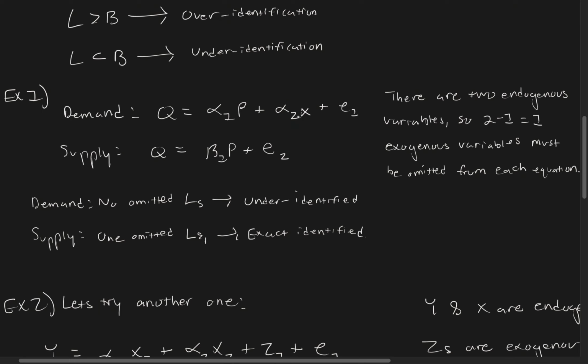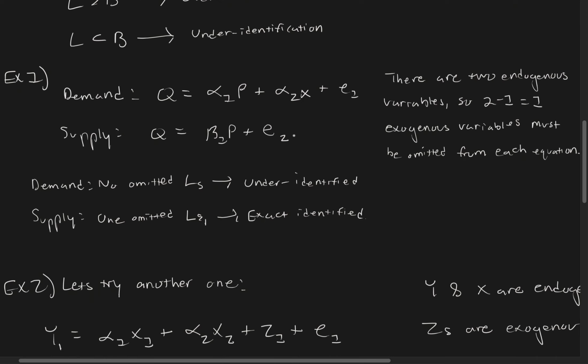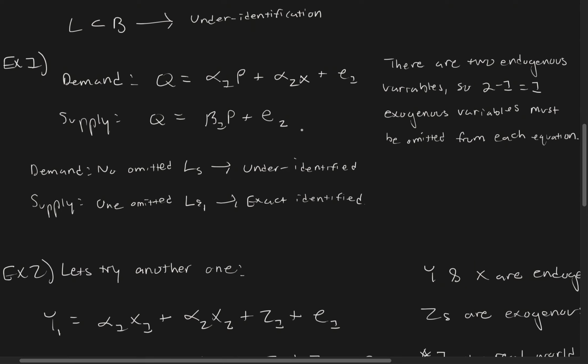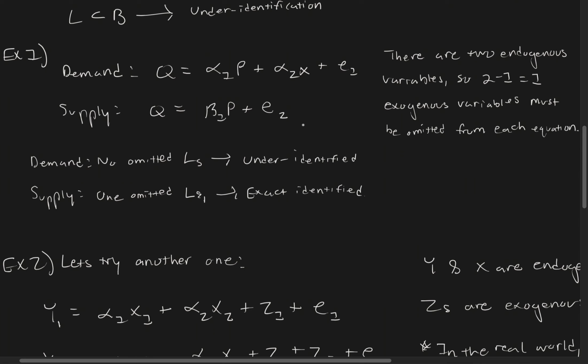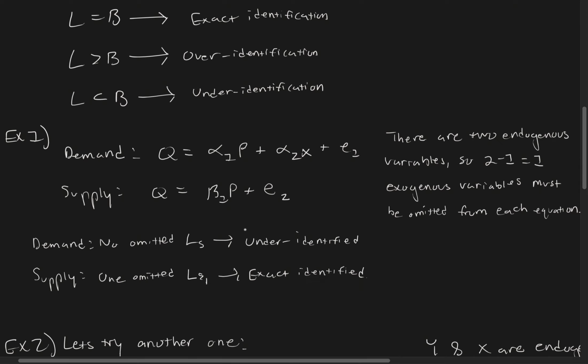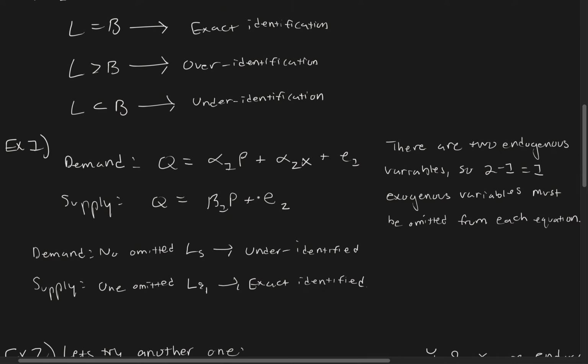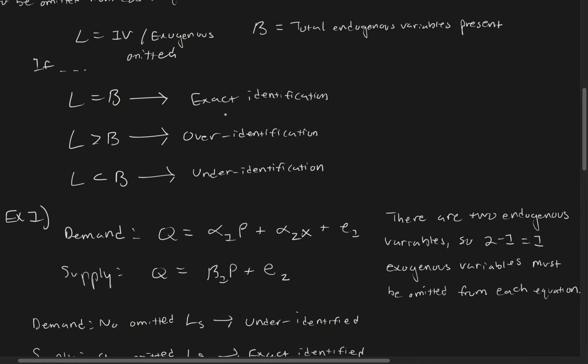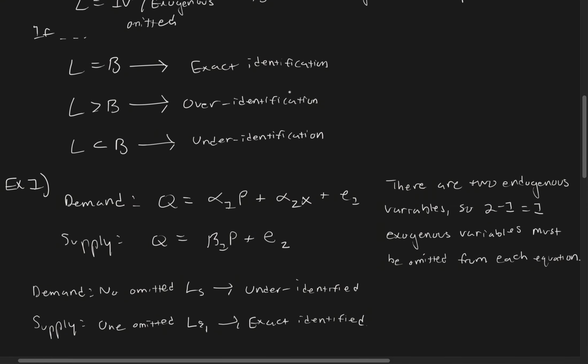So we conclude that the demand function does not have any omitted exogenous variables because this is our only exogenous variable and it's part of the demand function, while for the supply function, we can see that this is omitted from it. So for the supply function, we have one omitted exogenous variable. And so because we have none omitted for the demand, we can see that's under-identified. The amount of omitted is less than the total endogenous.